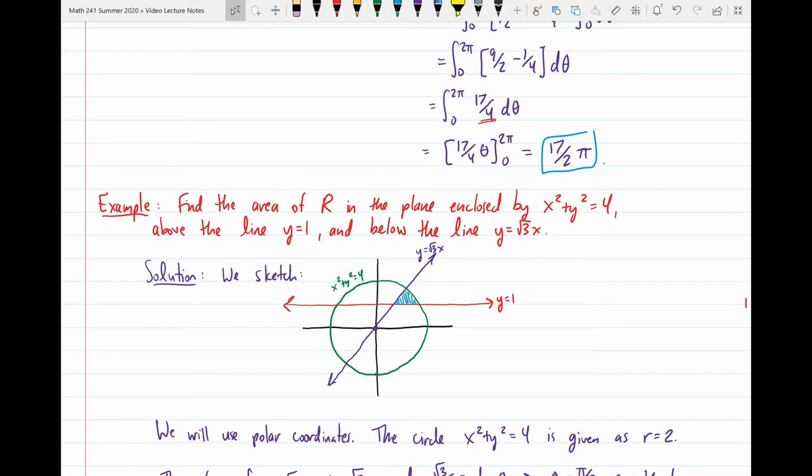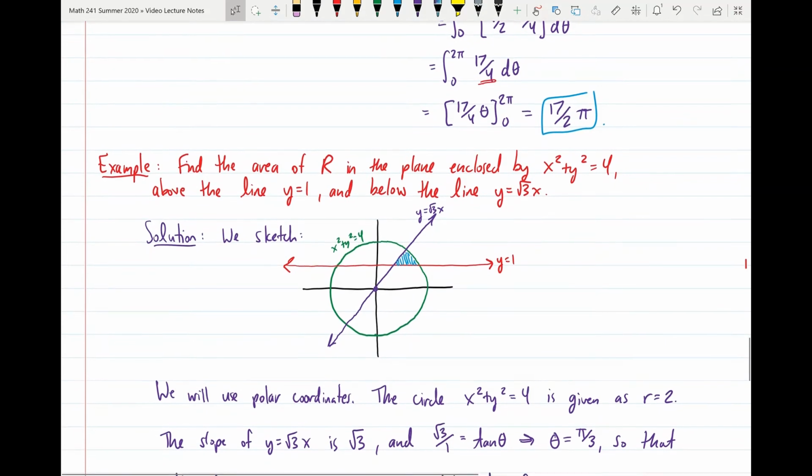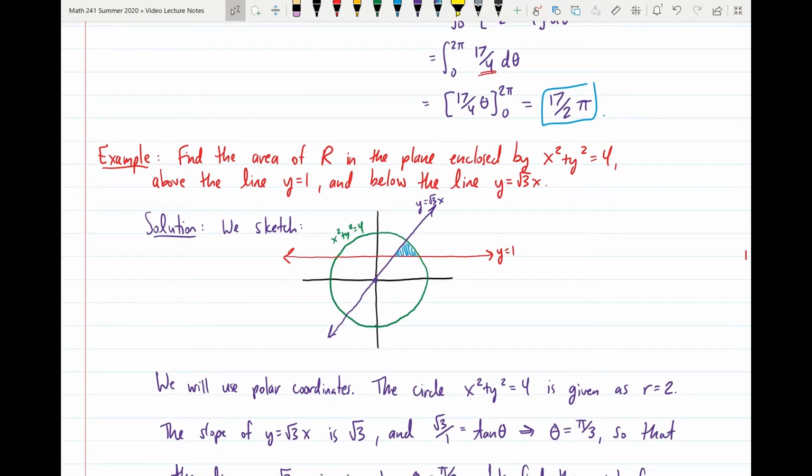And finally, we have one last example, and it's probably the most involved example of all of the ones we've done so far. So let's say that we want to find the area of the region R in the plane that's enclosed by x squared plus y squared is equal to 4, above the line y equals 1, and below the line y equals the square root of 3 times x.